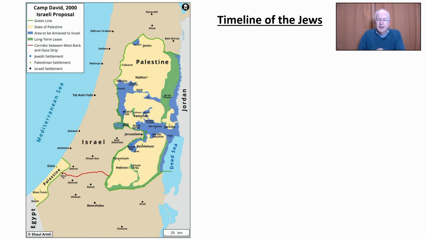So we've got Palestine, where the Philistines lived all those years back. The yellow is to be Palestine in the West Bank area. There was an area in blue which was going to be annexed to Israel, particularly on the river, and there were going to be some long-term lease areas here.